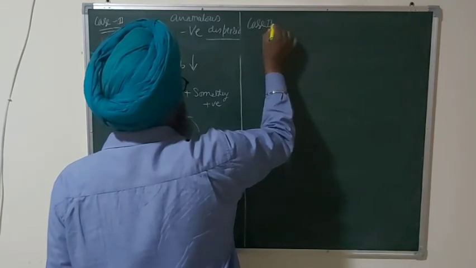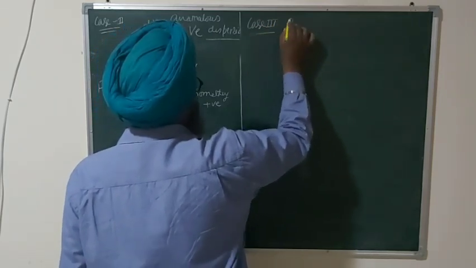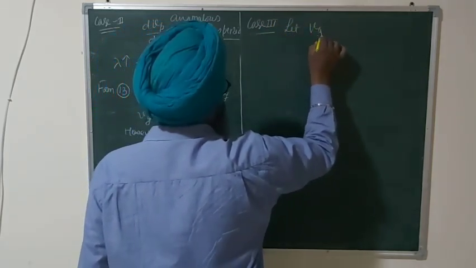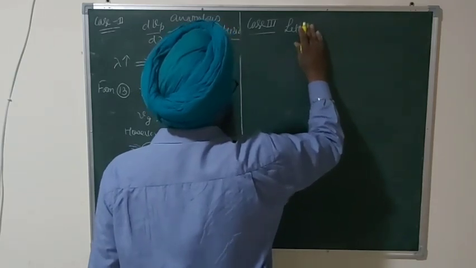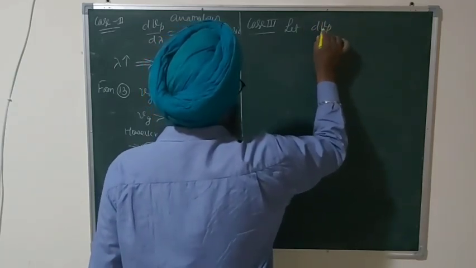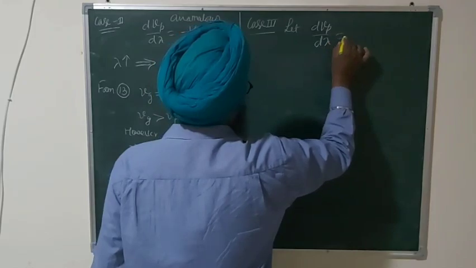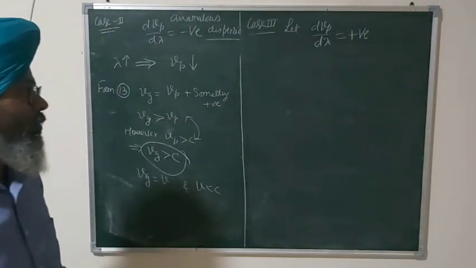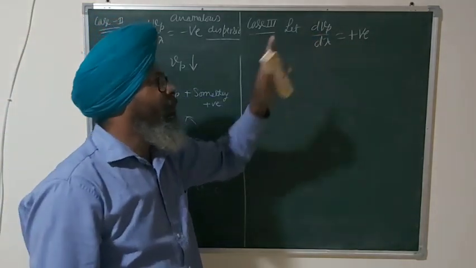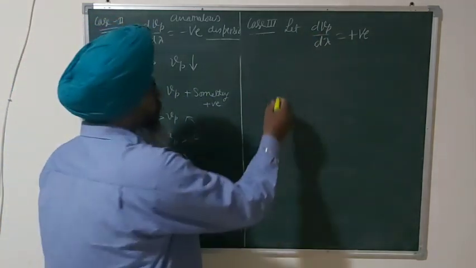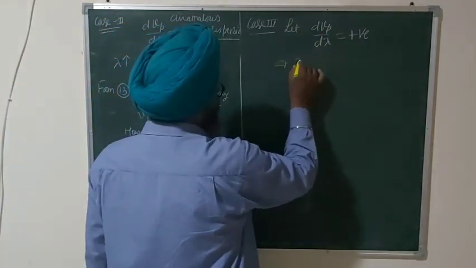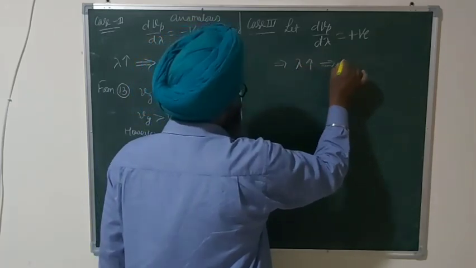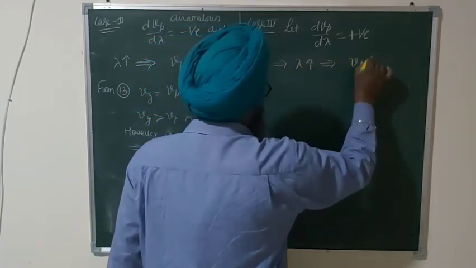Case 3 says that let dVp by d lambda be positive. If dVp by d lambda is positive, it means Vp is an increasing function of the wavelength. What is the meaning of this? If lambda is higher, that would mean Vp will also be higher.